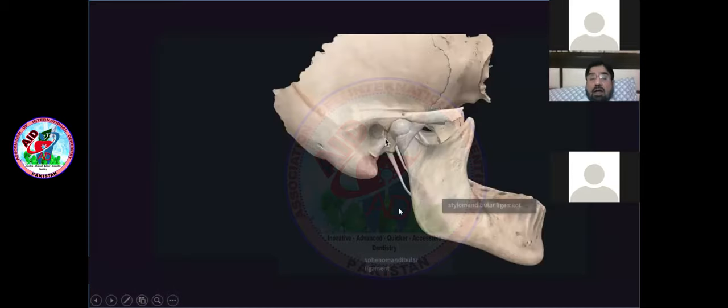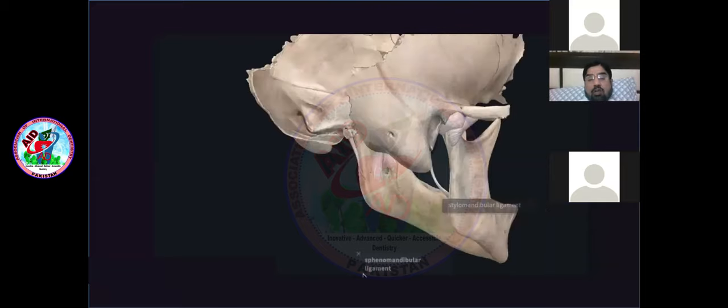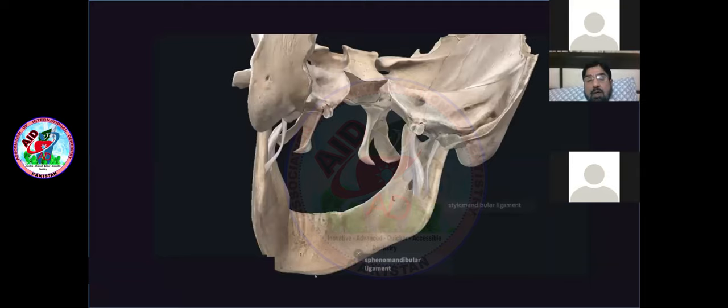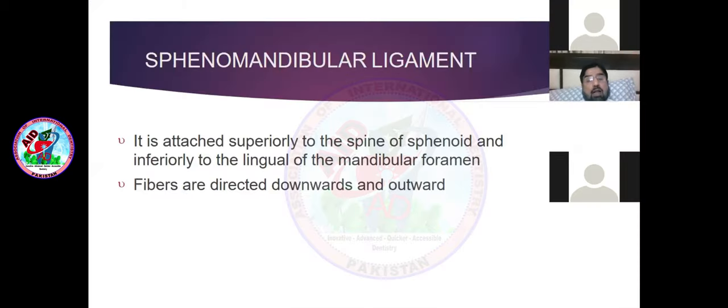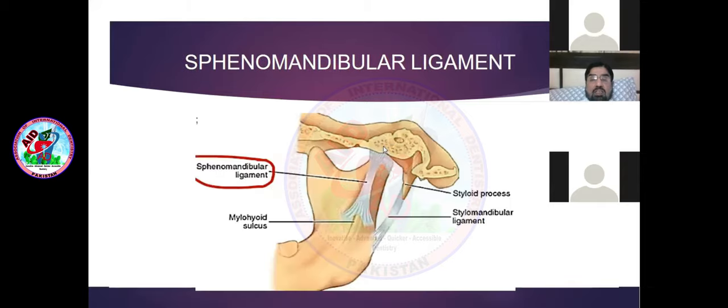Then, if you see here, that is the sphenomandibular ligament. Now coming to the sphenomandibular ligament, it is attached superiorly to the spine of the sphenoid and inferiorly to the lingula of the mandibular foramen. These fibers are directed downward and outward. Ladies and gentlemen, it is like this. This is the sphenomandibular ligament, from the spine of the sphenoid bone. It is coming down and attached right here to the lingula. Beneath it is the mandibular foramen. That is the sphenomandibular ligament, and that is the stylomandibular ligament.